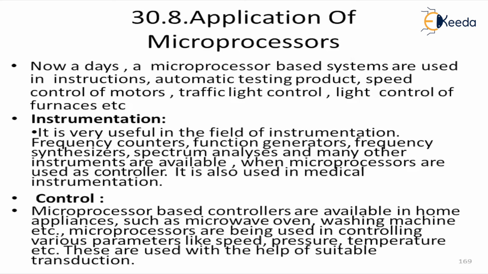When microprocessors are used as controllers, they are used in medical instrumentation. Microprocessor-based controllers are available in home appliances, such as your microwave control and washing machine control. They are used in controlling parameters like speed, pressure, and temperature, and are used for transduction.